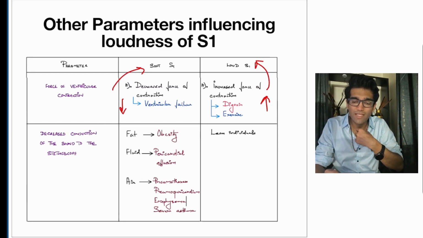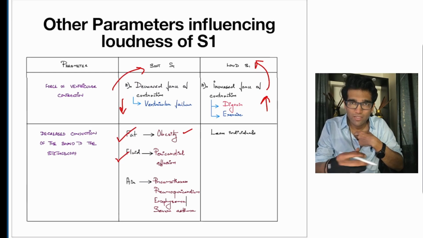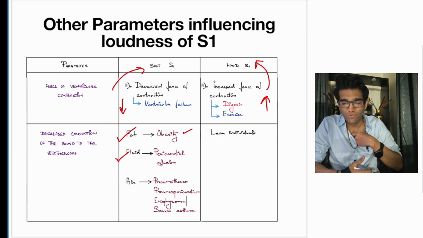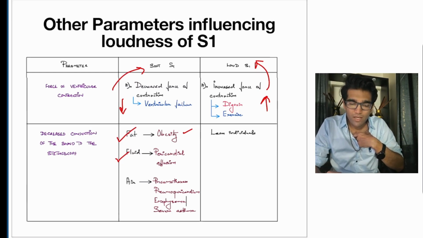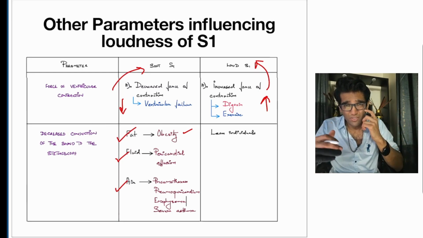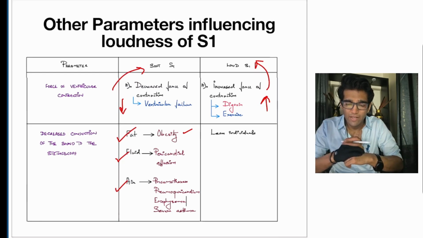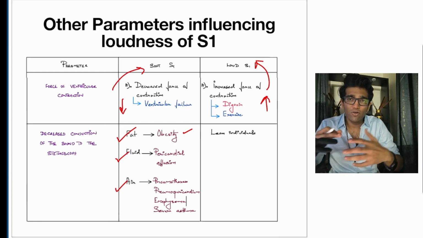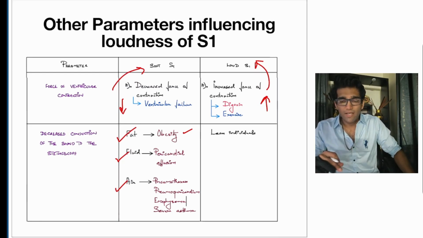So this happens when there is overlying fat, say in an obese patient. There is overlying fluid, like a pericardial effusion or a very large left-sided pleural effusion. Okay, there is air, that is any pneumothorax, pneumopericardium, emphysema, soft tissue air accumulation. Okay, anything that causes hyperinflation of the chest.